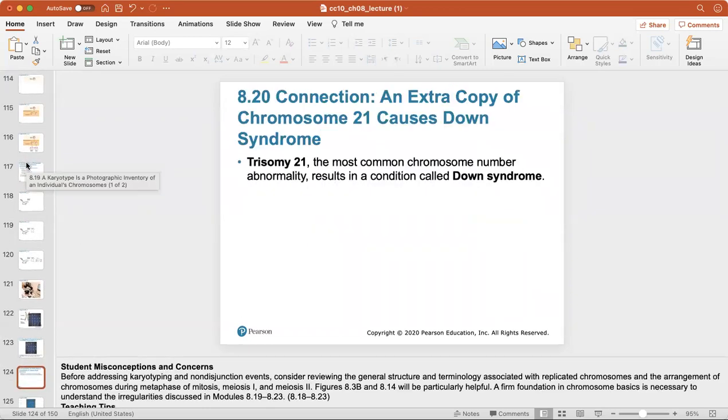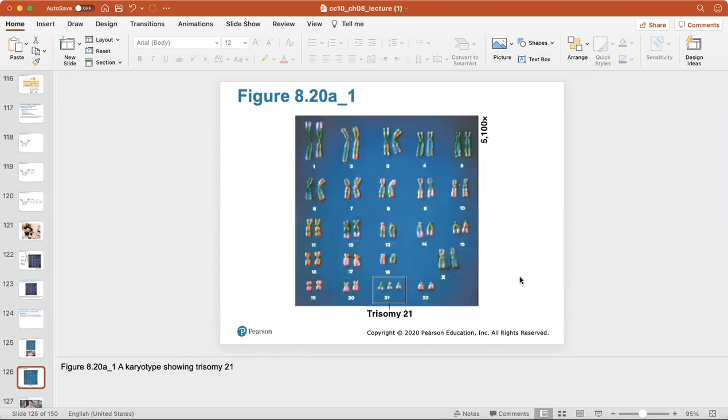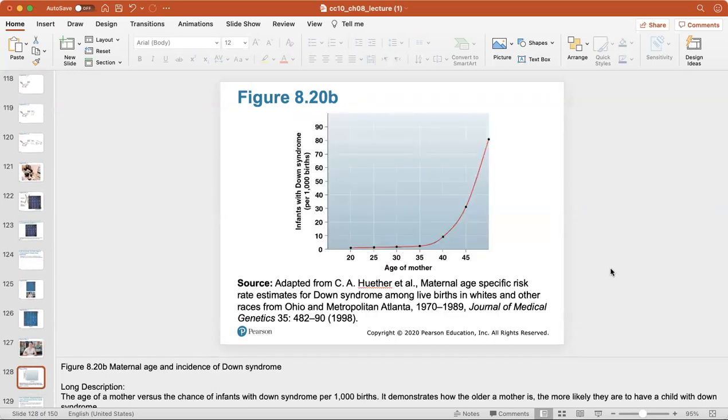For example, trisomy 21 is the most common chromosome number abnormality, and this results in a condition called Down syndrome. A karyotype showing trisomy 21 is shown at the top, where we have an extra chromosome on chromosome 21 in an individual with Down syndrome. So here we have a zoomed in look at chromosome number 21, and we have an extra chromosome within that. So trisomy just means 3. Here's the maternal age and incidence of Down syndrome, showing that many times, not always, a mother's age can play a role in affecting whether the child will be born with Down syndrome.